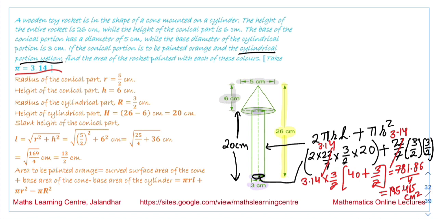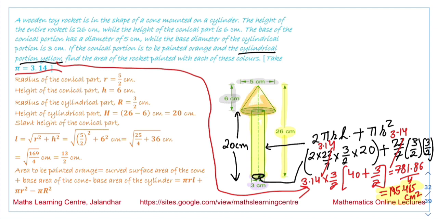So this is for the cylindrical part, that is, the yellow color we are talking about. This portion has an area of 195.465 centimeter square. The second area we have to color with the orange color. So we are talking about this portion over here. If we look at this portion, we will have to calculate the lateral area of this cylinder.